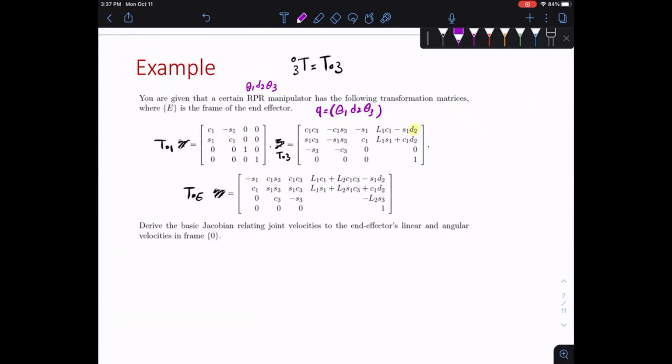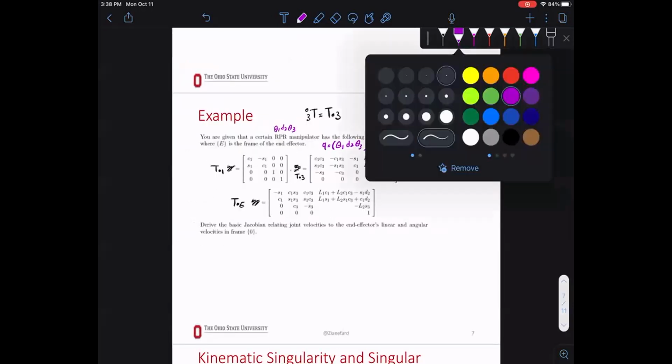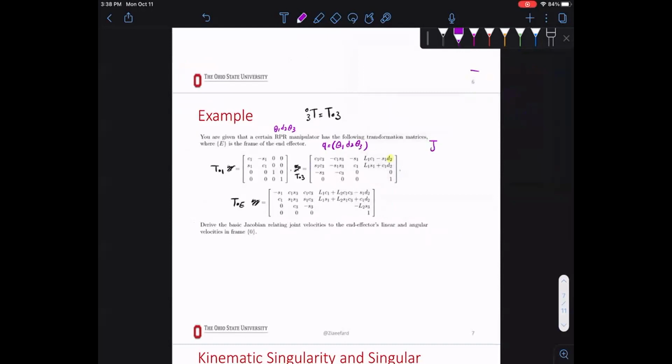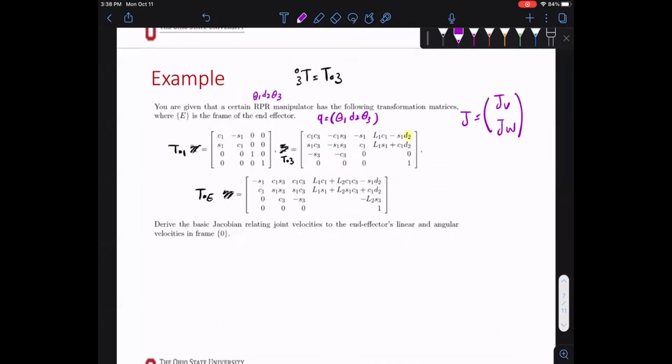Now, what are we trying to find here? The Jacobian. It's asking us to find the linear and angular velocity in the frames. To find the Jacobian, we know that we can easily find J omega and then find JV after that. J is JV, J omega. So I'm going to find it in two separate sections and then just put them together. All right. What is J omega?